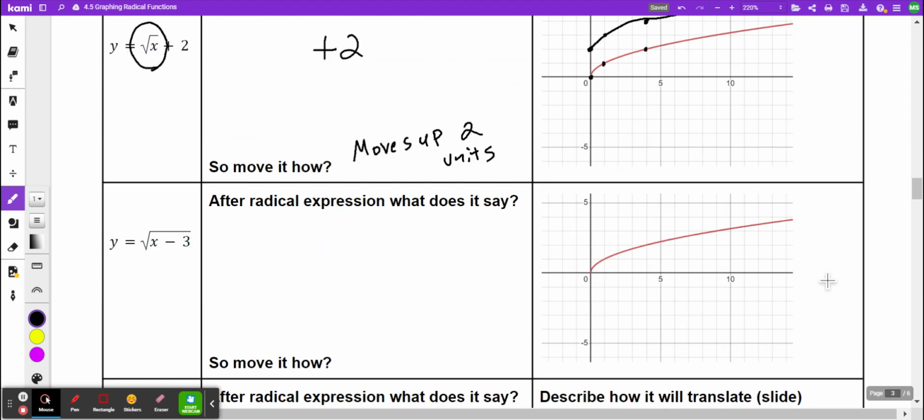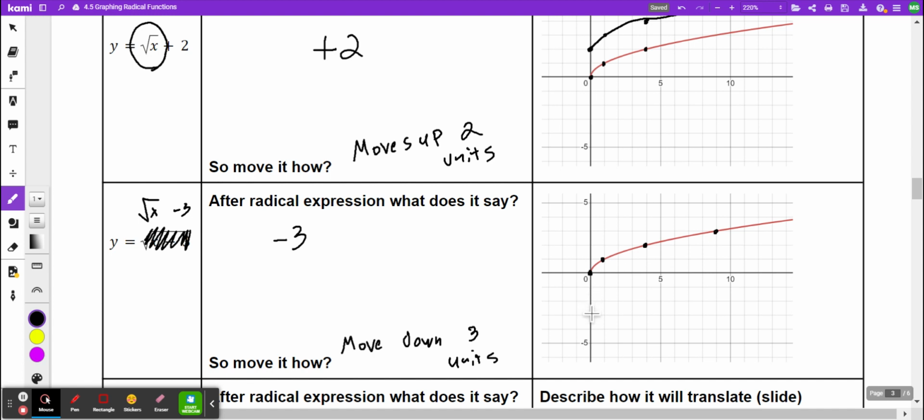So for this one, let me fix this. This should be the square root and then minus 3. That's an error on my part. Sorry, guys. So after the radical expression, what does it say? It says minus 3. So instead of moving up 2, it's going to move down how many? Yeah, down 3 units. So we go to our points. We know 0, 0. We know 1, 1. We need 4, 2. We know 9, 3. And then we know 16, 4. Nope, that's it.